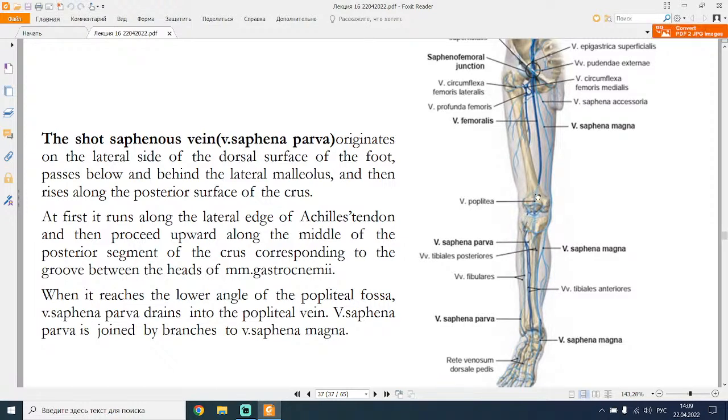Vena saphena parva is joined by branches to vena saphena magna. Vena saphena magna.